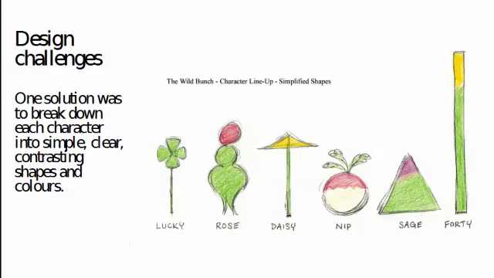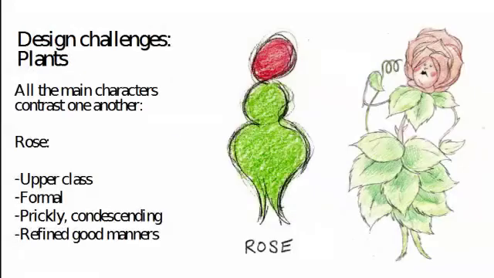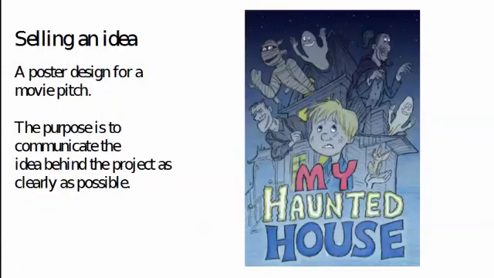One of the solutions that I came up with was to do a simple sheet, to try and reduce each character to simple shapes, because I found that the storyboard artists were drawing them all the same, so that I couldn't tell, looking at the storyboard panels, which character was which. So I thought, well, if we can create simple shapes for them, then they'll contrast one another better. And it worked pretty well. So Rose was a sort of posh character, formal, upper class, a caricature of an English rose, rather haughty, and so on.